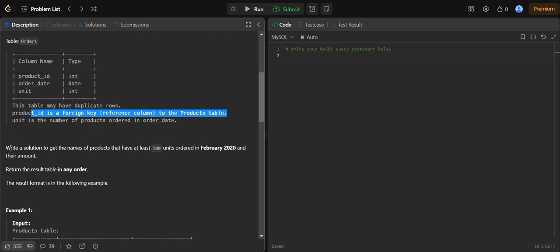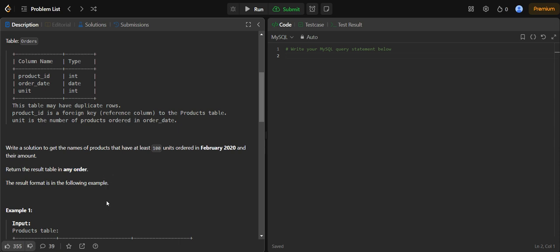The question is: write a solution to get the names of the products that have at least 100 units ordered in February 2020, and their amount. I have to mention the names of those products that were bought in February 2020, where the number of units bought must be at least 100. Return the table in any order.